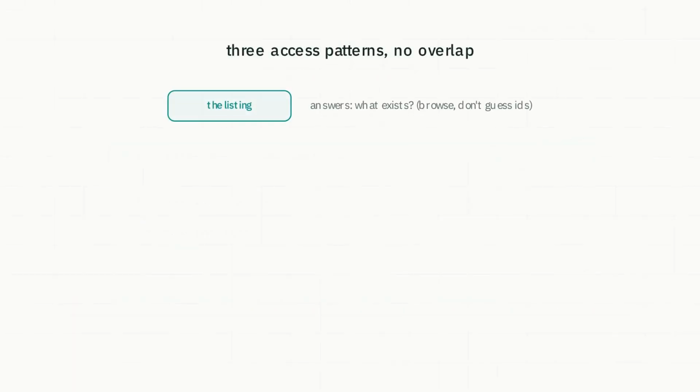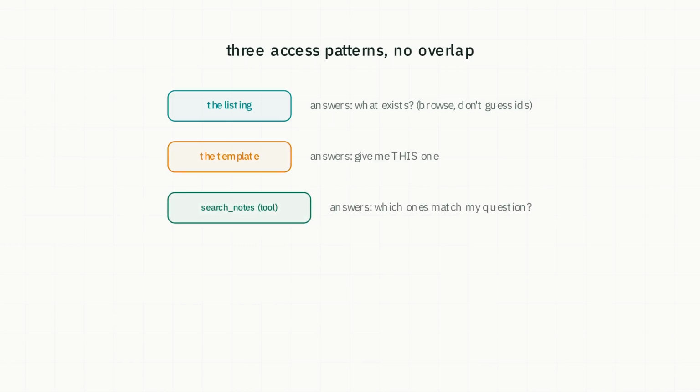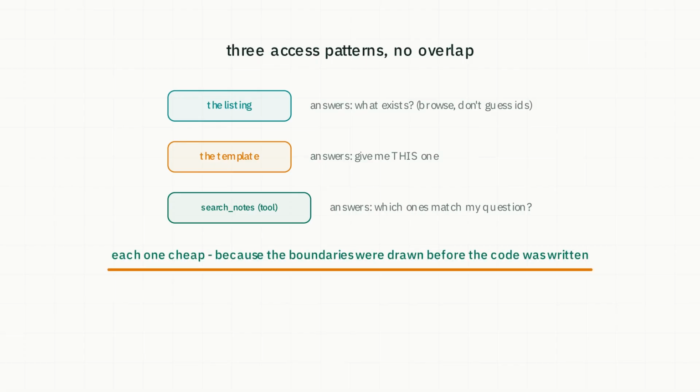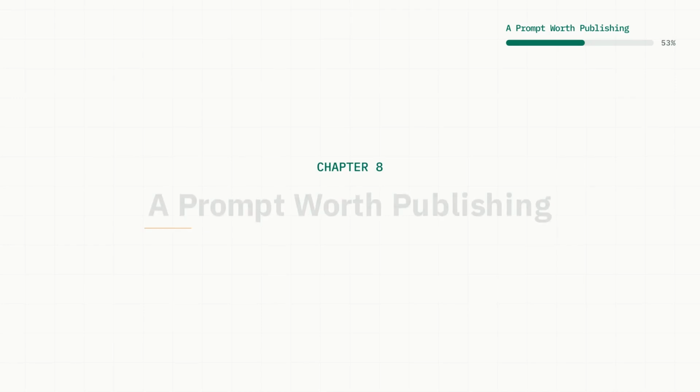One practical addition when your resources are enumerable. Alongside the template, hosts appreciate a listing, so users can browse what exists rather than guessing IDs. For our notes, that's trivial. Expose the collection, each entry pointing at its templated URI. The division of labor stays clean. The list answers what exists, the template answers give me this one, and search notes, the tool, answers which ones match my question. Three access patterns, no overlap, no confusion, and each one cheap because the boundaries were drawn before the code was written.